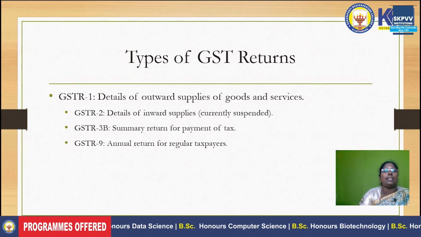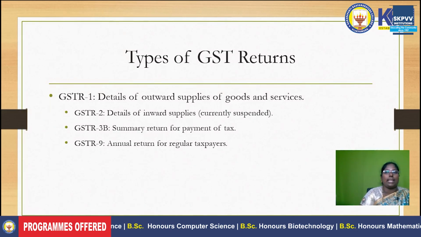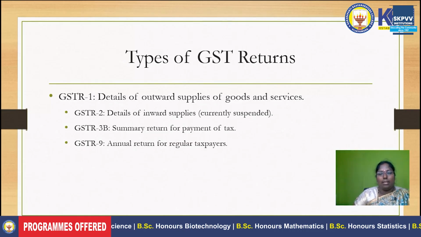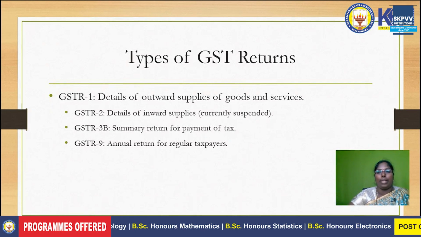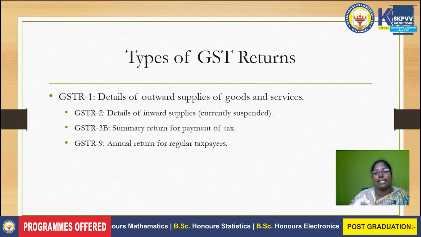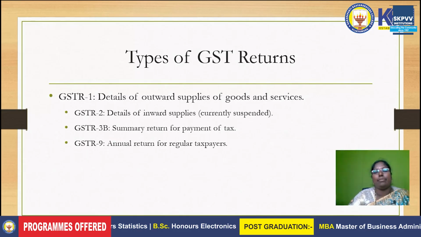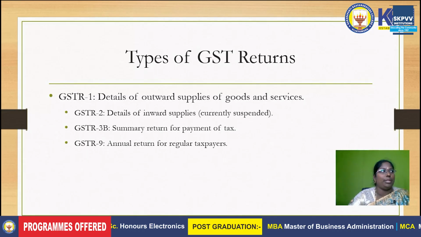Then for GSTR 3B, when both sales information and purchase information are available, GSTR 3B is automatically raised. The summarized details of whatever amount we paid are mentioned. GSTR 9 is the annual information, ma'am.